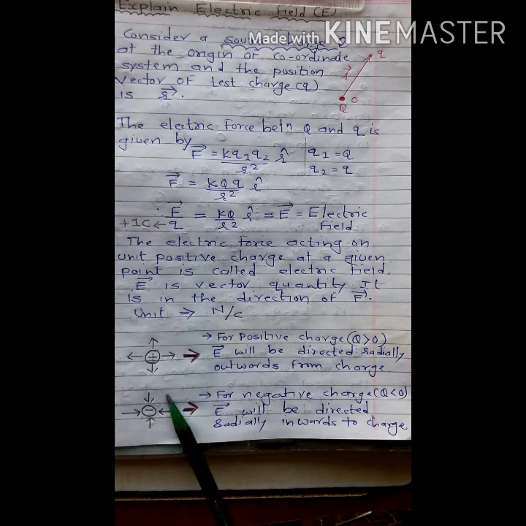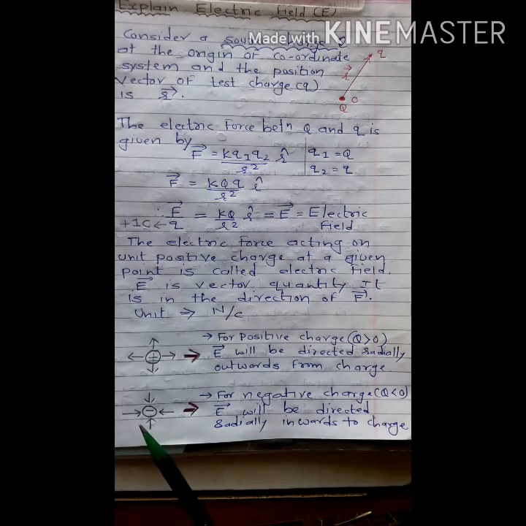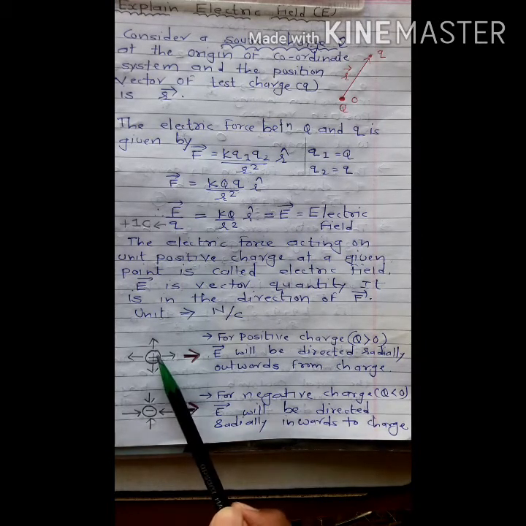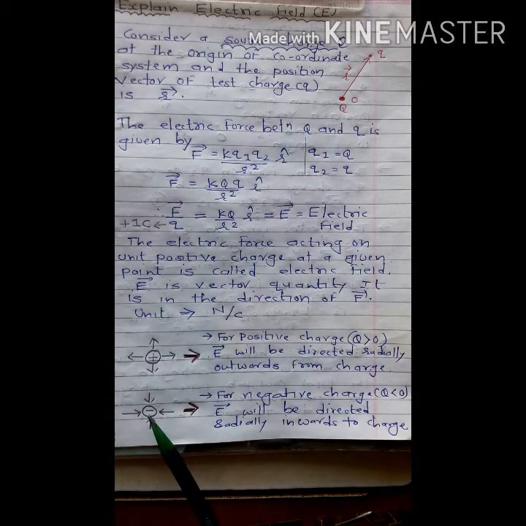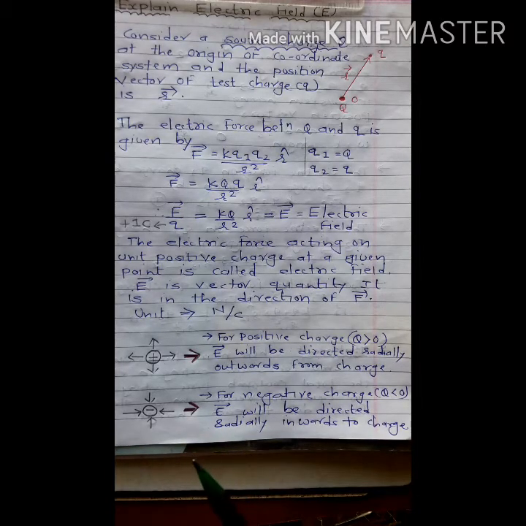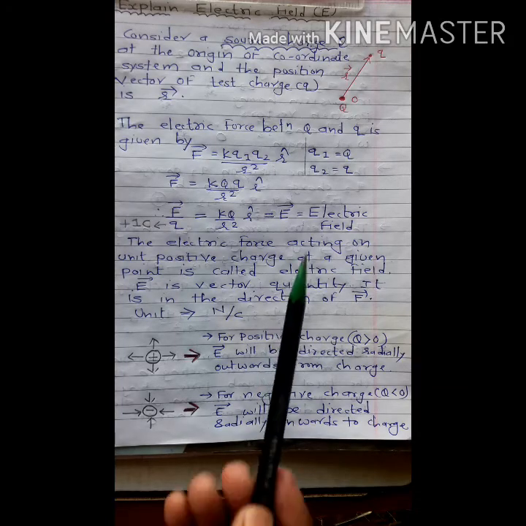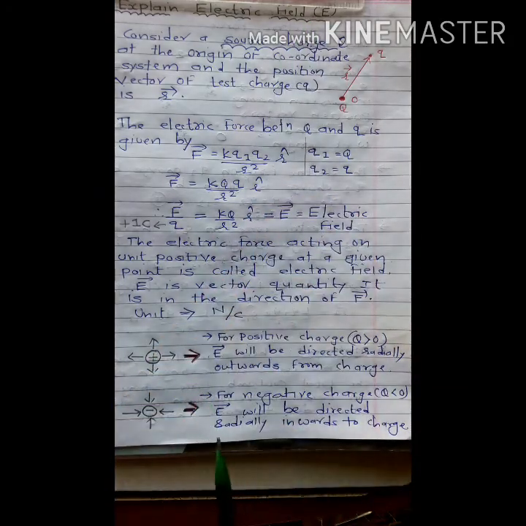Here we consider electric field vectors. This arrow represents electric field vectors and these are radially inward to the charge. So for positive charge, electric field vectors will be radially outward, and for negative charge, electric field vectors will be radially inwards. So this is your question of electric field. Now prepare this question carefully. This is an important quantity of this chapter.